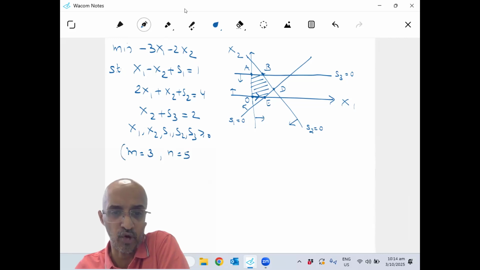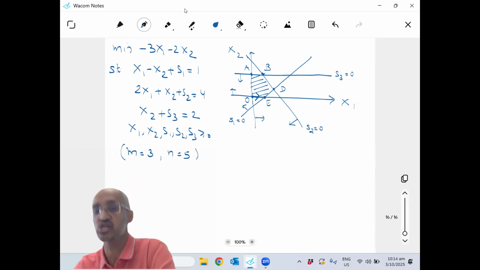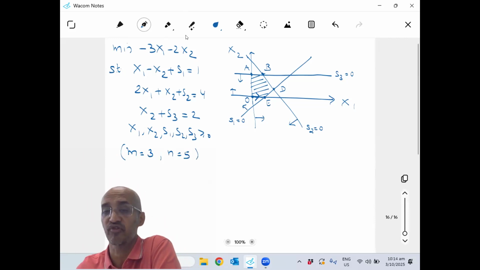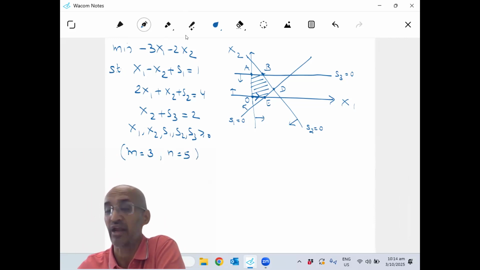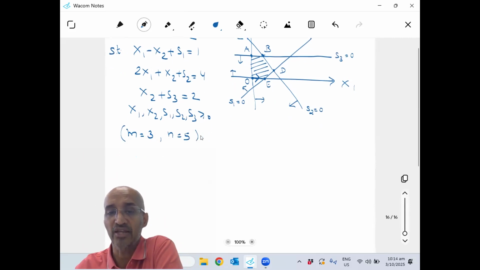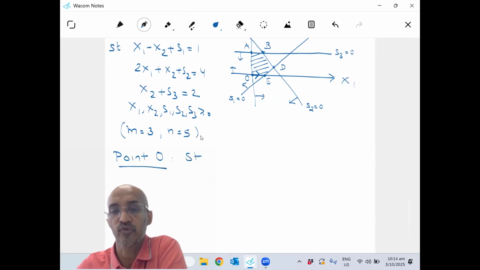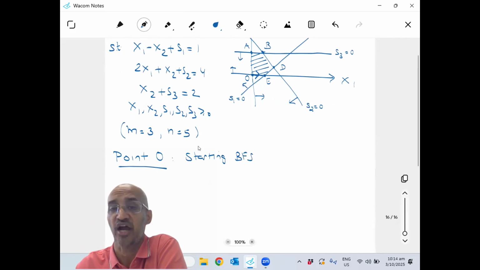Okay. And I think I plotted this last time. The feasible region looks like this. So we're going to first start at a basic feasible solution. So we're going to start at O. And I think we did this last time. So at this point O, this is my starting BFS.